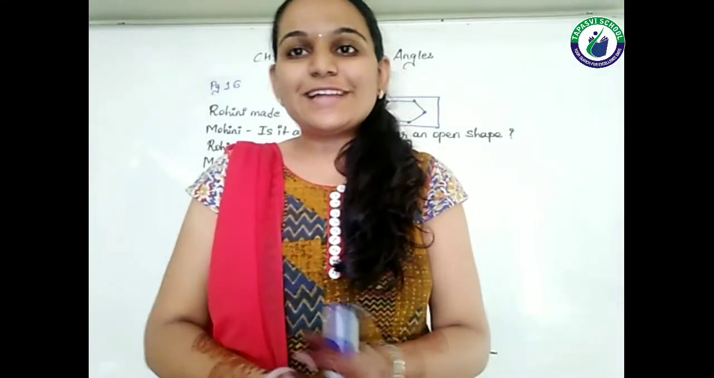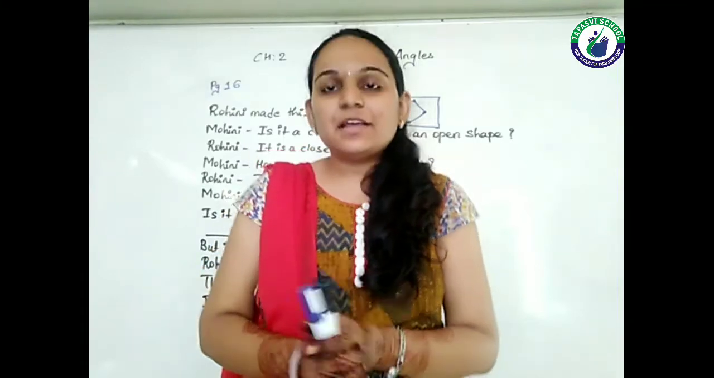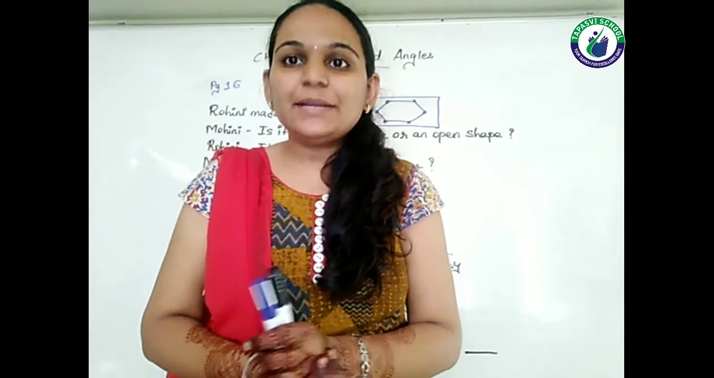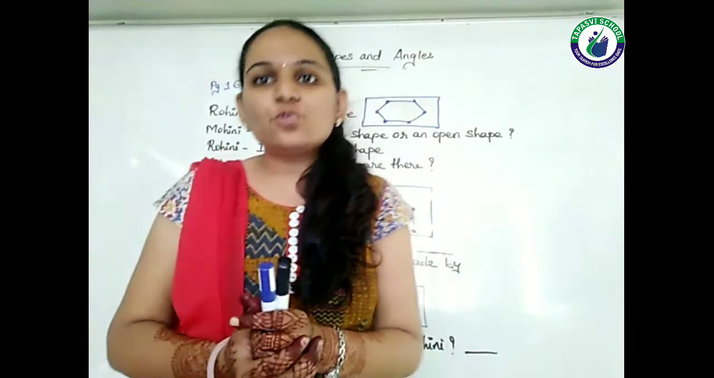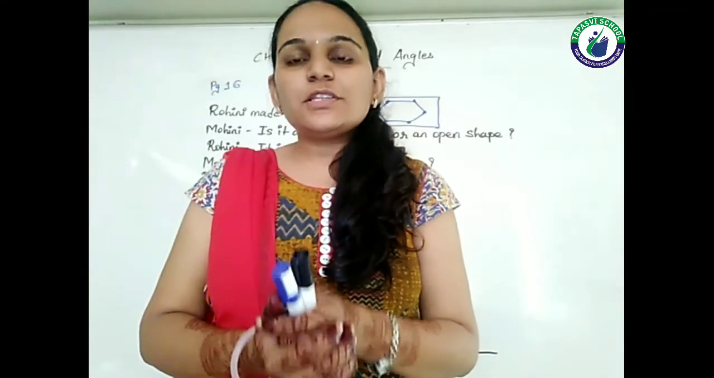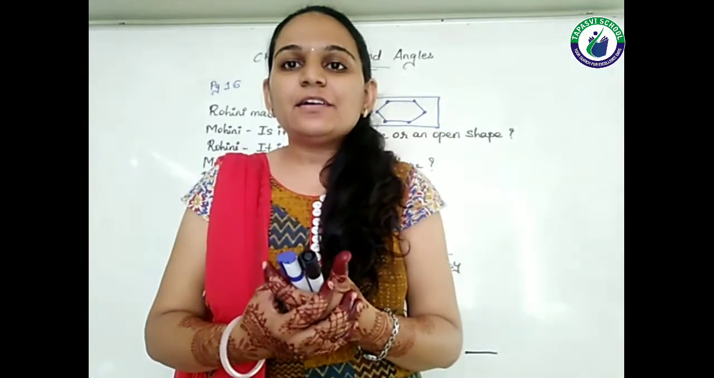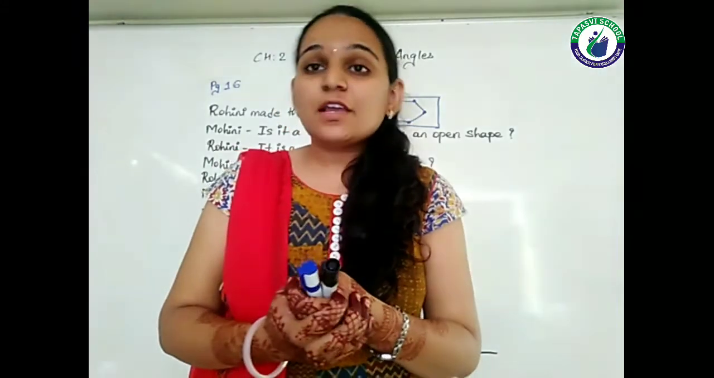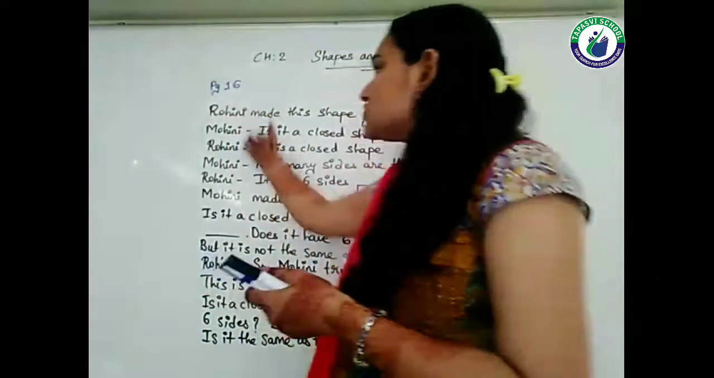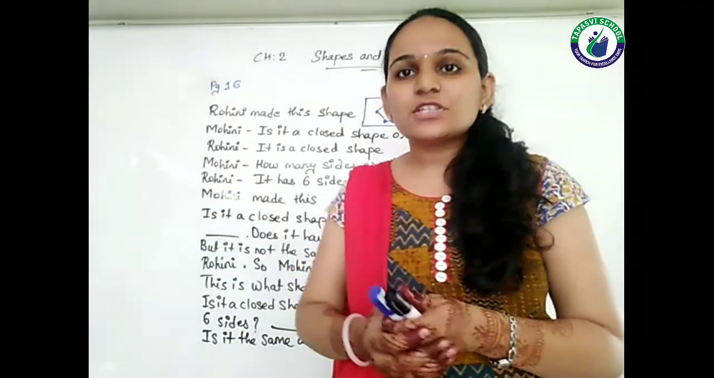Okay, students, now we are starting with the chapter. The page number 16. You need to look into your textbook of standard 5th. Students, there are two twin sisters named Mohini and Rohini. Now what the sisters are doing, the sisters are playing with matchsticks. And they are forming various shapes with the help of matchsticks. Now this is the conversation that is going on between these two sisters. So let's see the conversation between them.